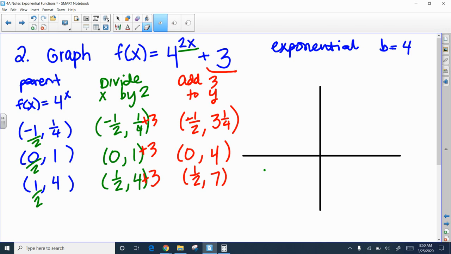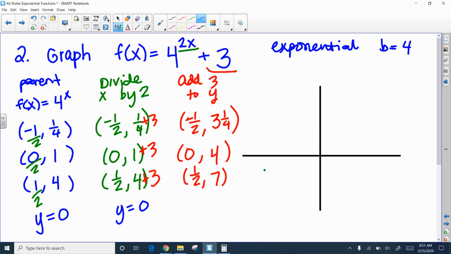All right, let's do our asymptotes and then let's graph. So our parent function always has an asymptote of y equals 0. The first operation was affecting only the x values, so it's still just y equals 0.